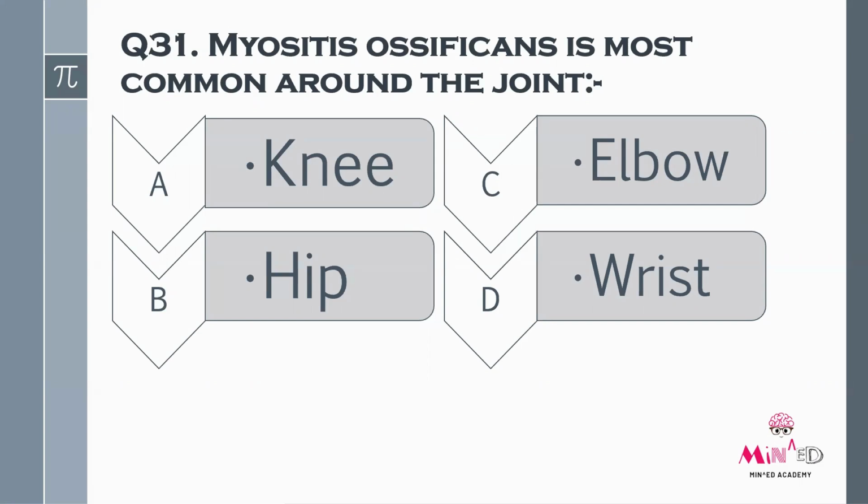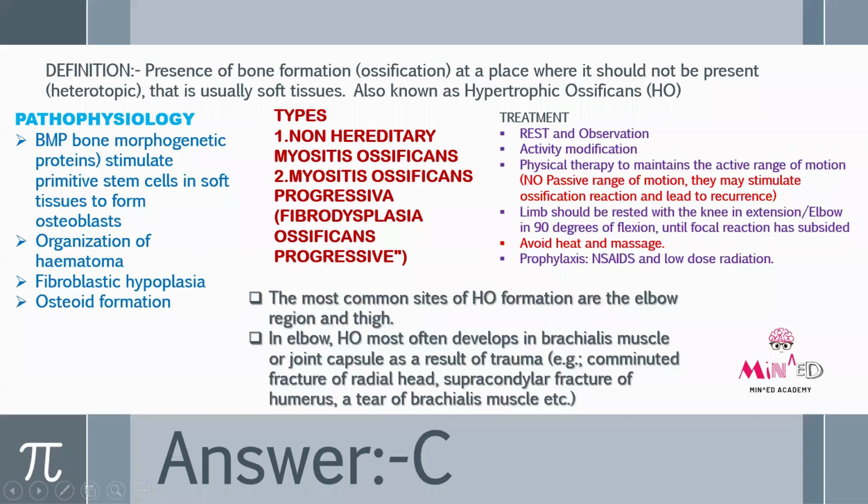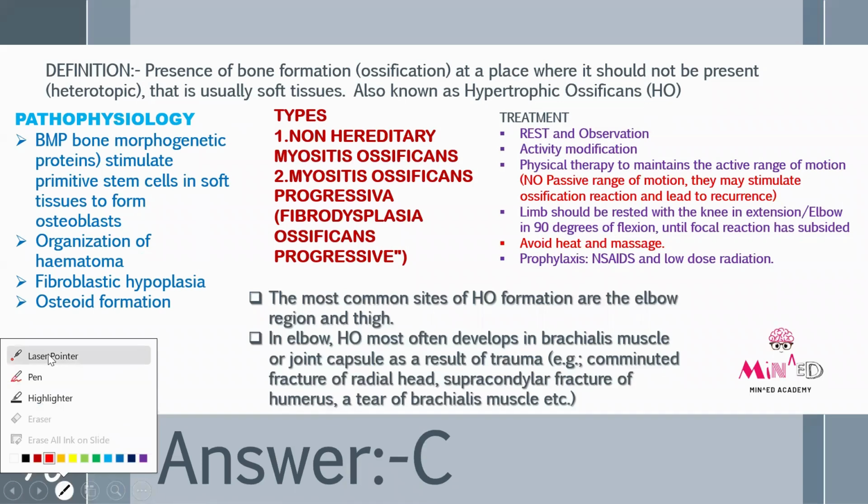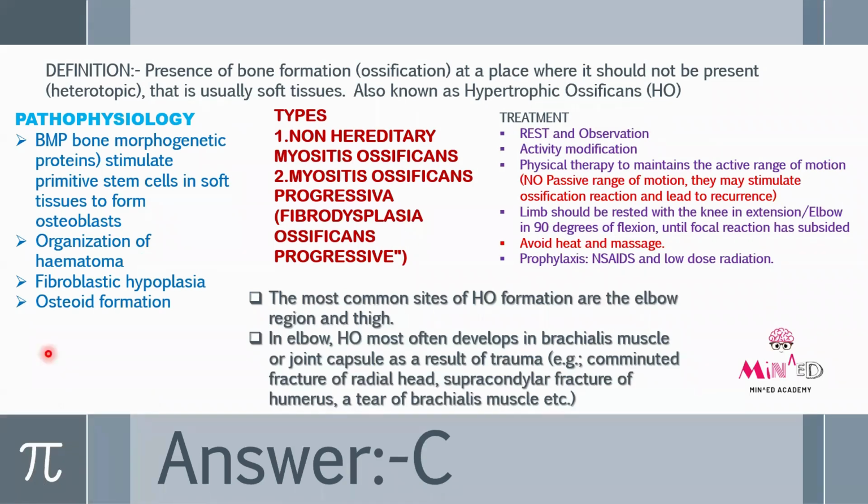So let's start. First we'll go through question number 31. Myositis ossificans is most common around which joint? Option A, knee joint. Option B, hip joint. Option C, elbow joint. And option D, wrist joint. So first we'll see what is ossificans or myositis ossificans.